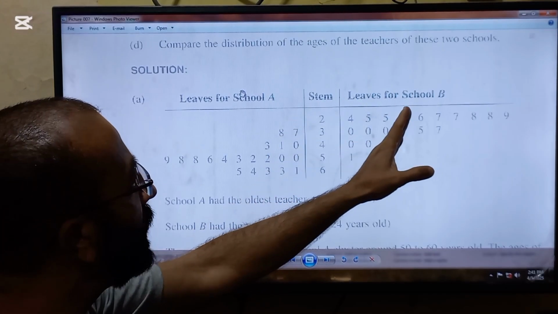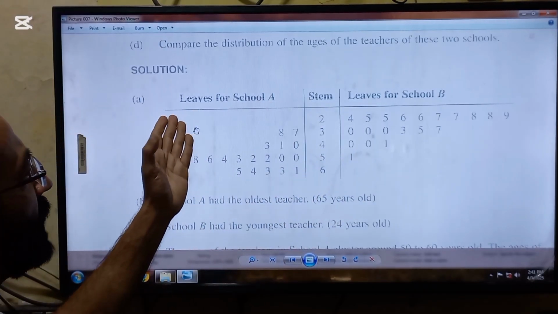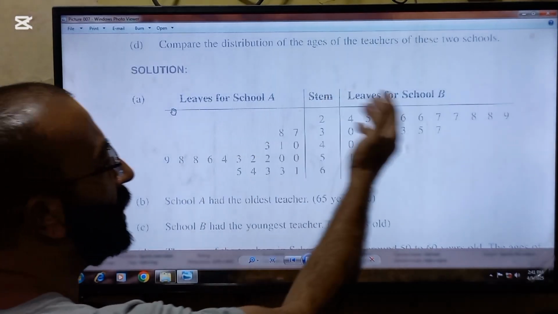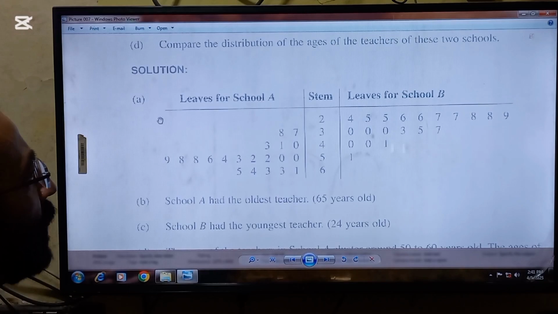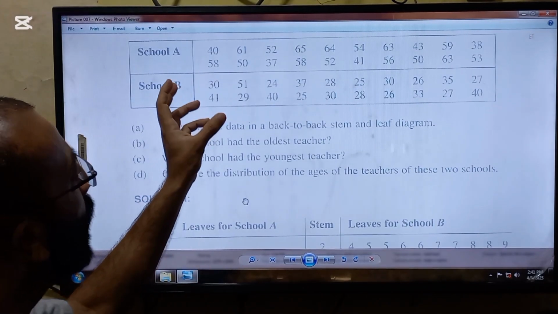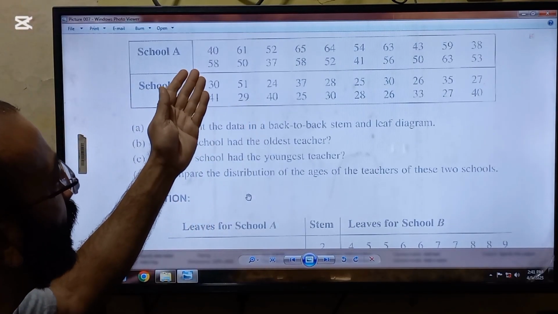On the right side of the stem are the leaves for school B and on the left side are the leaves for school A. It will be up to you. You can write school A on the right and school B on the left. This is your choice. But now we will calculate in this data.